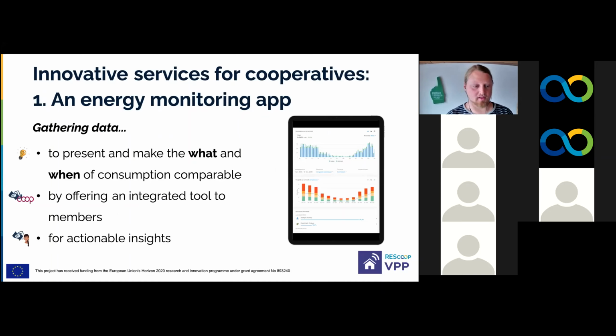And the idea is to gather the data to present and make comparable the what and when of consumption. So presenting means, of course, first you have to gather data, from smart meters, from PV inverters, from many different integrations, as Vincent was showing, and it can also be extended with weather measurements, forecasts, pricing information, and so on. Then the what can be metrics, so total consumption, CO2 intensity, self-consumption rate ratio, and so on. And then the when is very important, to see whether the consumption happens, for example, at times with high solar irradiation or low prices, so to know what opportunities are there.